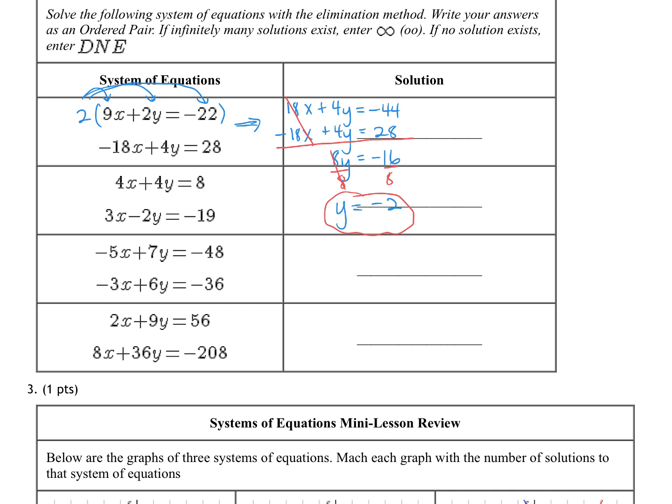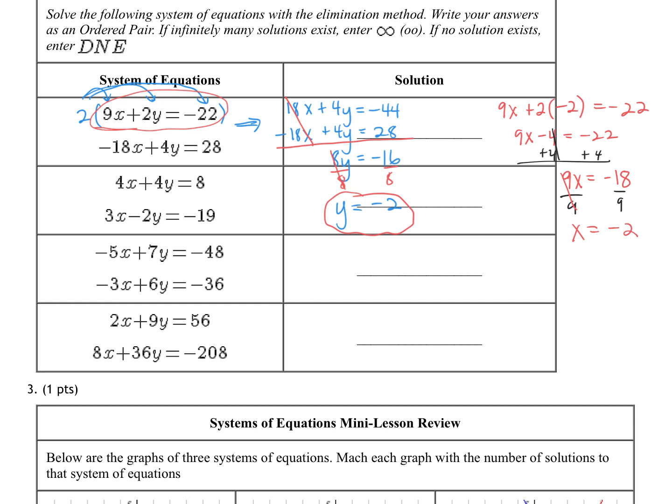So I'm going to plug that in. I'm going to pick the top equation, but you could use either one. So 9x plus 2y, y is negative 2, so I'm plugging that in, equals negative 22. So this is 9x minus 4 is equal to negative 22. I would add 4 to both sides. So we get 9x equals negative 18. Divide by 9. So we get x equals negative 2.